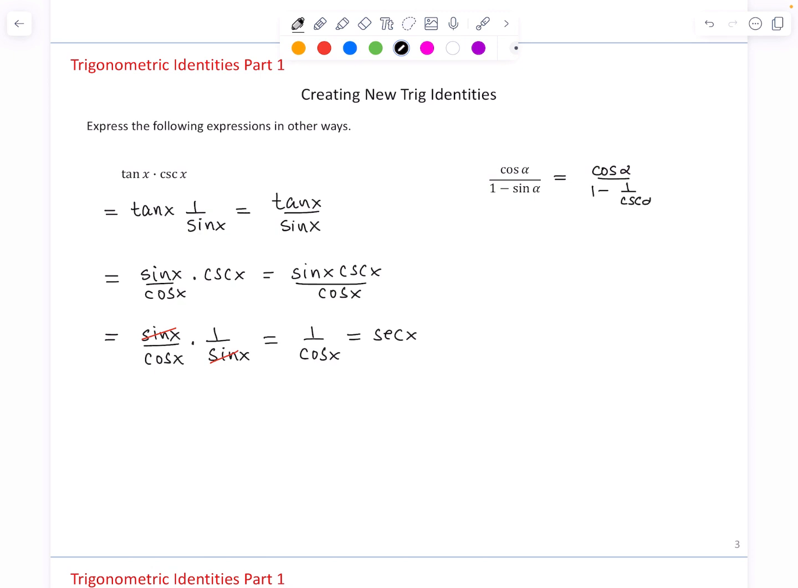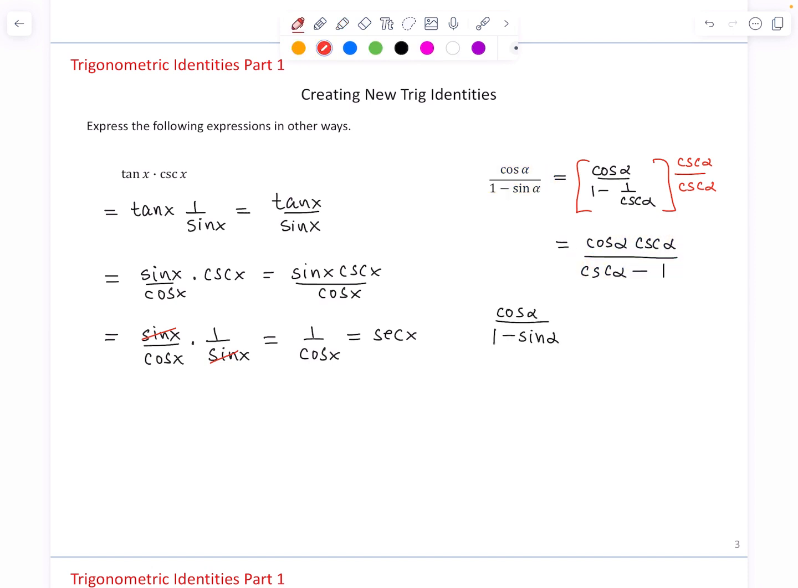This next one, I could leave cosine the same, but I could change the sine to 1 over cosecant of alpha, and then I could rewrite this by multiplying top and bottom by cosecant of alpha, and then distributing this cosecant to this fraction and to that 1. So I get in the numerator the product of cosine and cosecant, and in the denominator I get cosecant of alpha minus 1. So the original expression and this expression are the same.